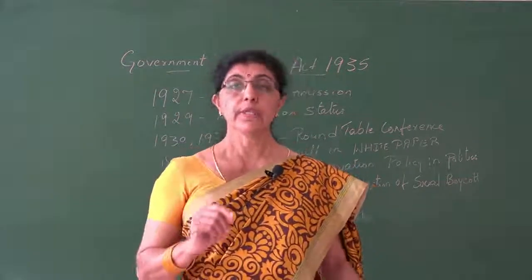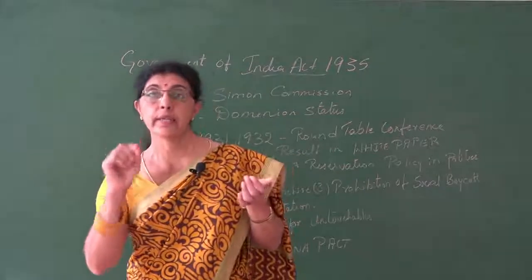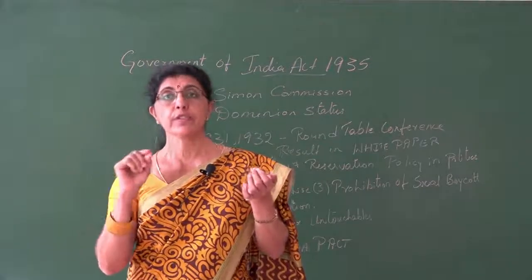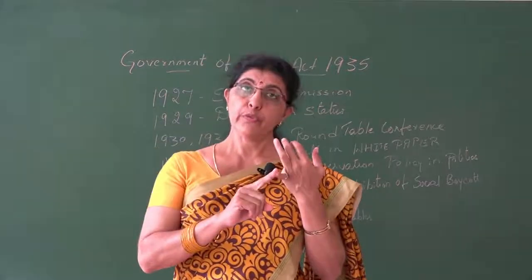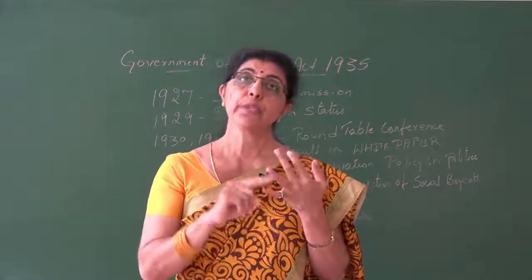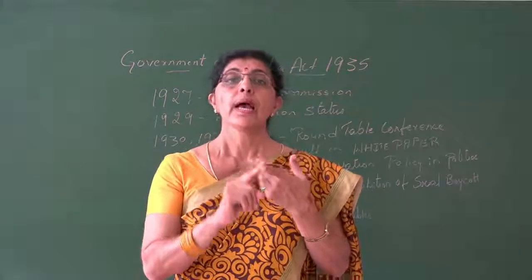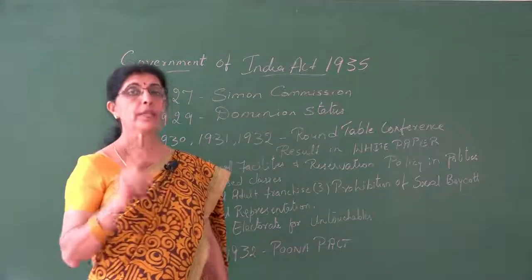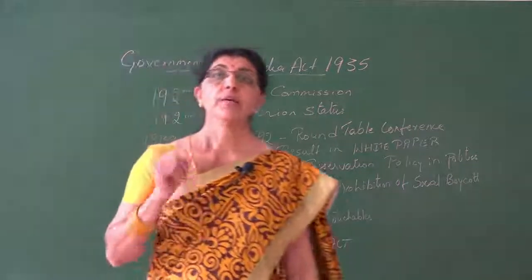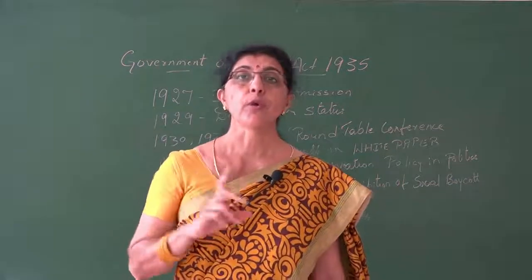For this, they allotted 71 seats or 71 representatives. They said it would go to a few of the Europeans, few Indian Christians, few Muslims, as well as Sikhs. So like this they wanted to divide, but Gandhiji opposed this, whereas Ambedkar supported this.